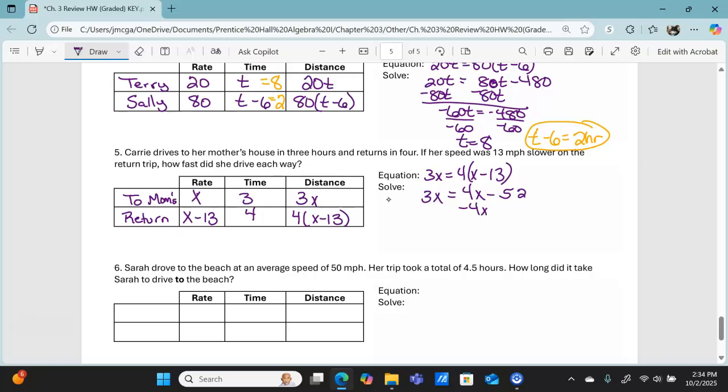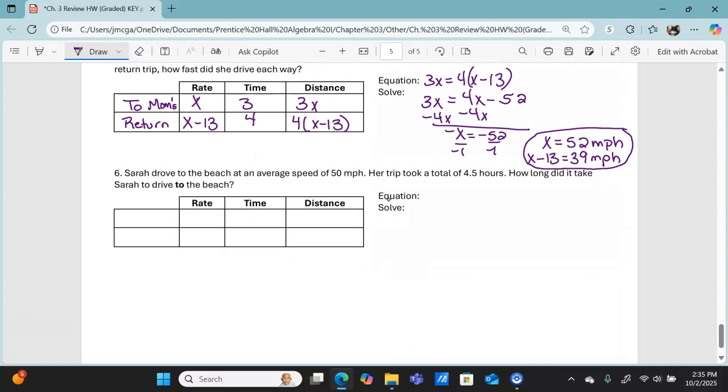So subtract 4x from both sides. I get negative x equals negative 52. Divide by negative 1 to get rid of that negative. And we get x equals 52. That is, how fast did she drive each way? So that's one way. X minus 13 would be the other direction, and that would be 39. 52 and 39 are my answers for that one.